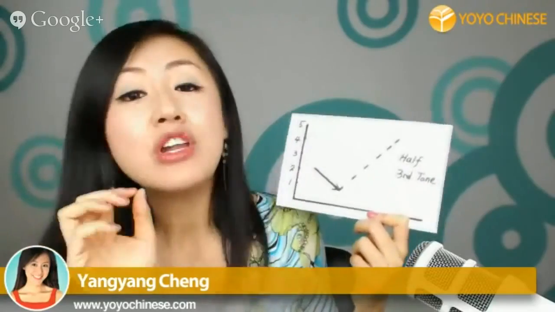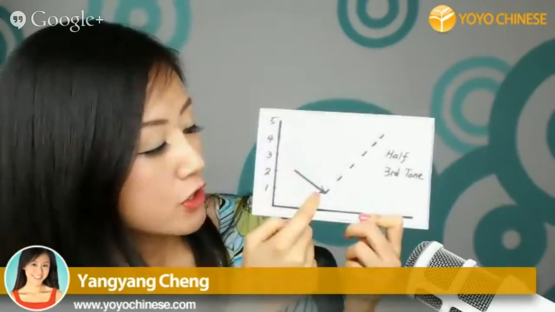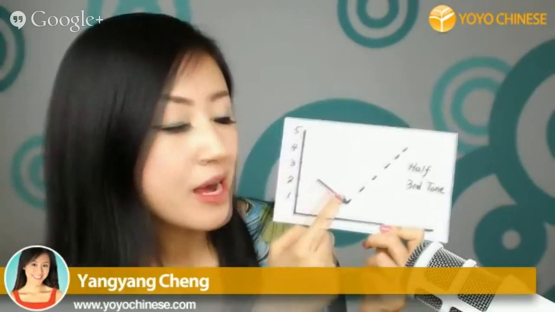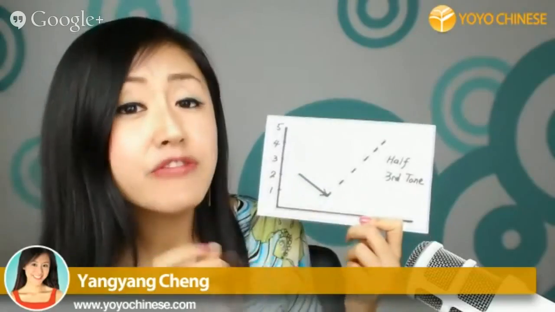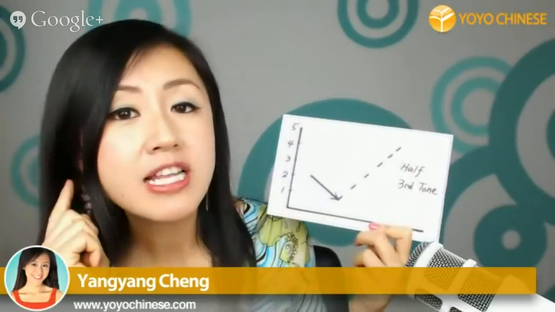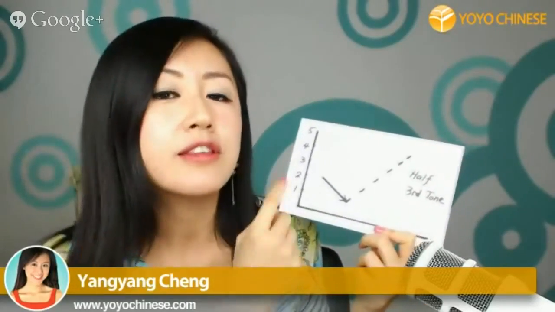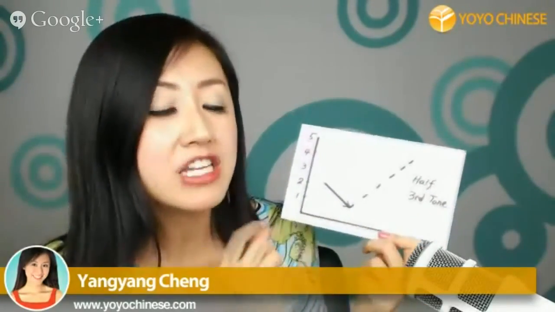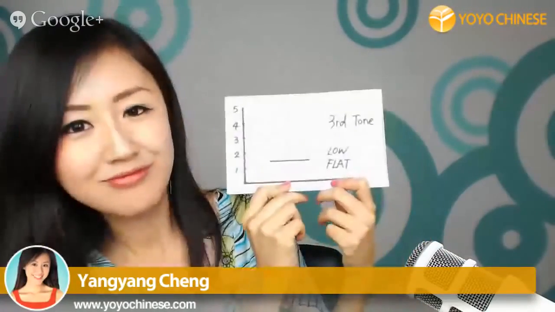Okay, so let me give you a little shortcut. Just look at this chart. The half third tone already starts very low and it needs to go even lower. And you see the little drop here is actually very small and so subtle that our human ears can barely pick it up. So we might as well just consider the third tone as a low flat tone like this chart shows. All right.